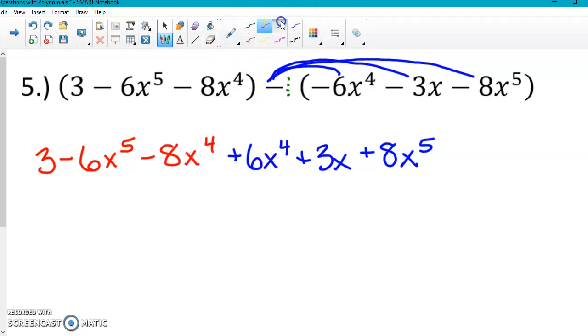All right, so now let's add our like terms, starting with our biggest exponent because we want it in standard form. So we have negative 6x to the 5th and positive 8x to the 5th. That will give me 2x to the 5th.